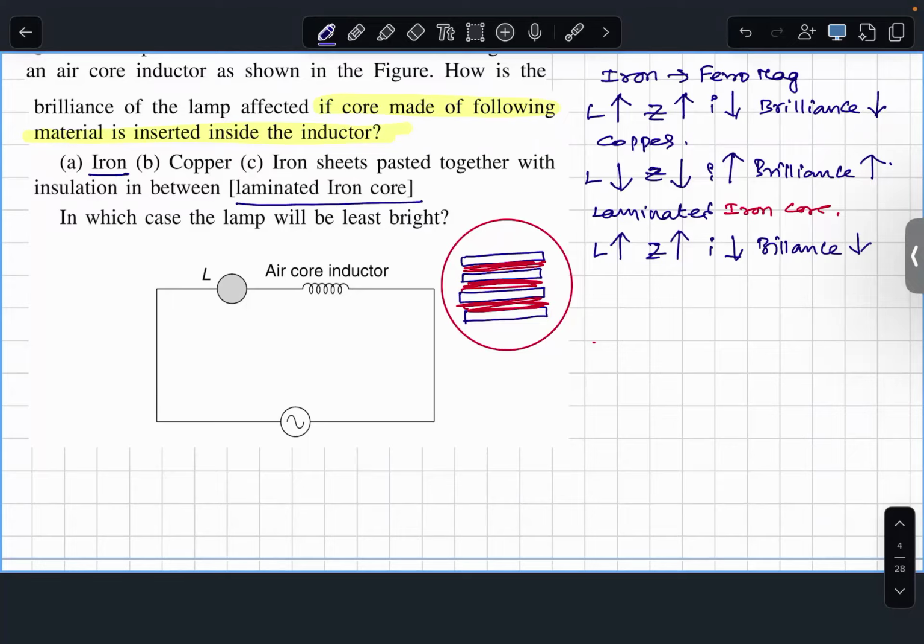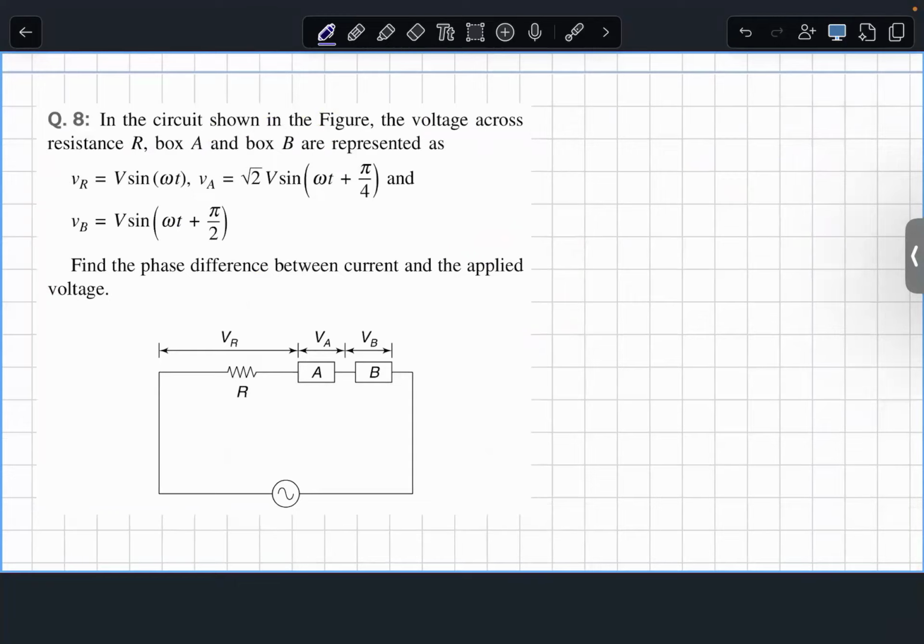Right now I'll just hold. I'll work on this and I'll inform. Yes. Question number 8. In the circuit shown in the figure, the voltage across the resistance and box A, box B are represented like this. Find the phase difference between current and the applied voltage.